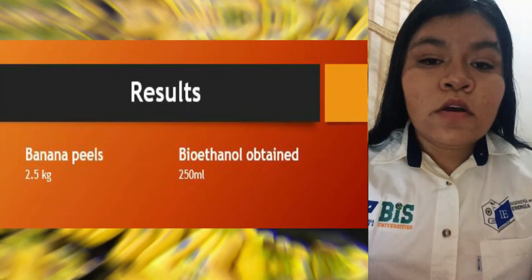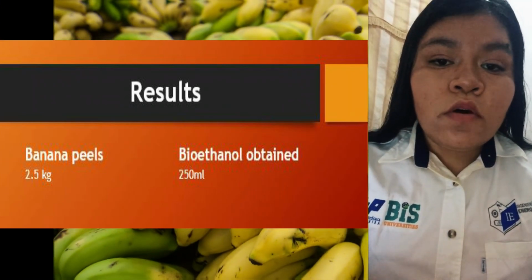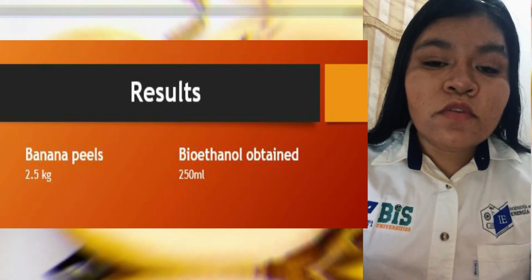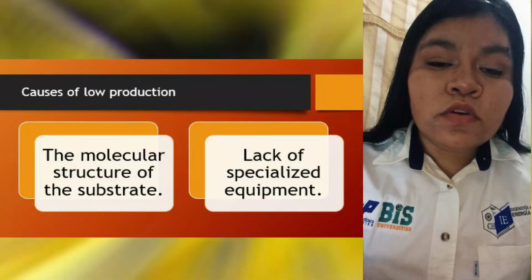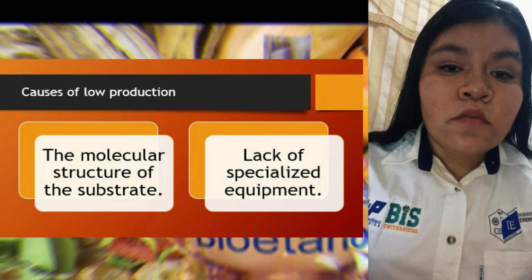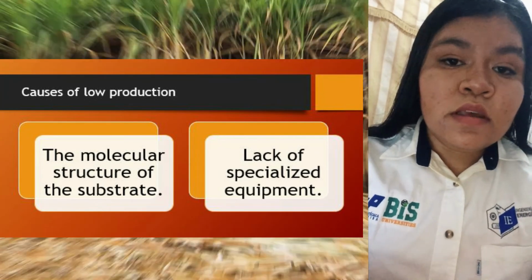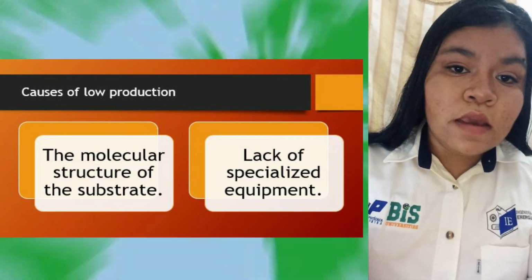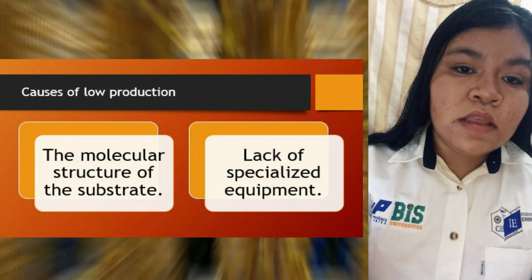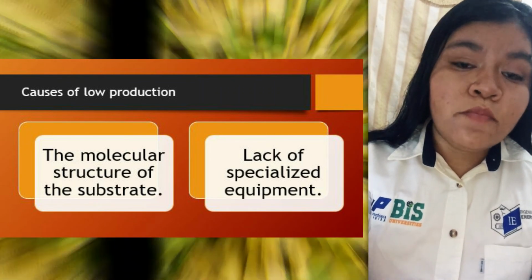To conclude, obtaining bioethanol from fermentation of banana peels yielded 250 milliliters for every 2.5 kilograms of raw material. The low production is mainly due to the molecular structure of our substrate, which the microorganisms that produce these biofuels degrade only partially. Likewise, the lack of special equipment in the distillation stage reduces the amount of this product.